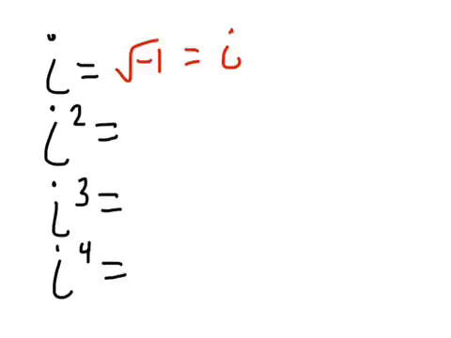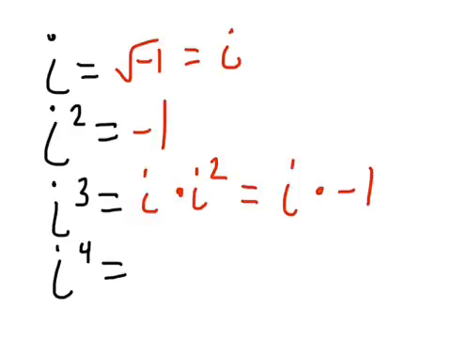Like we just discussed, i squared is equal to -1. We can continue this on through the pattern of really any exponent. i cubed is the same thing as i times i squared. Well, we know that i squared is the same thing as -1, so we can substitute -1 in for i squared. i times -1 is just -i. So i to the third power is the same thing as -i.